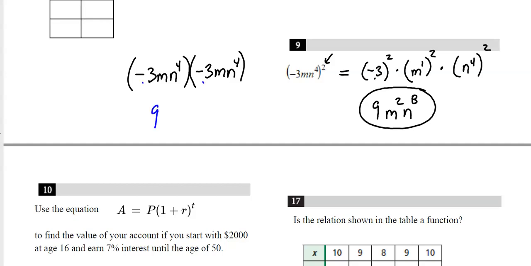You'll get positive 9, m to the 1st times m to the 1st is m squared, n to the 4th times n to the 4th, add the exponents, and you'll get the exact same answer. Power property is just kind of a shortcut.